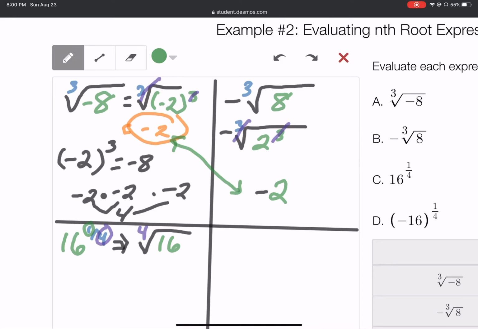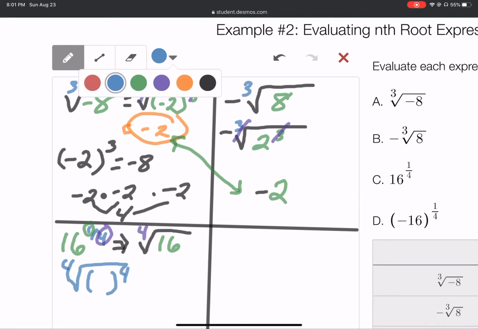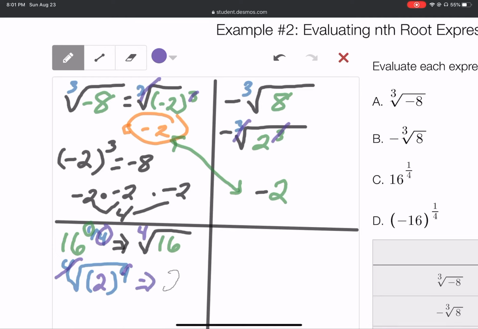Okay, so here, we're going to go ahead and simplify this out. So we're looking for a number raised to the 4th power that gives us 16. That number is 2. So then our index and our exponent cancel out, so our result is 2.